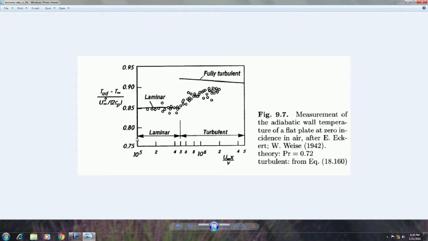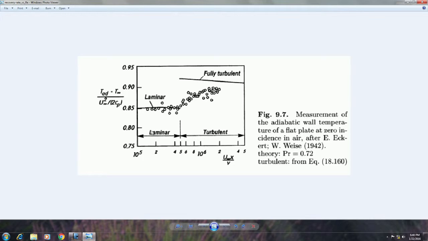because this is between 0.1 million to 5 million. So in this region of the plot, these are the data which have been plotted. Here you can see that in the laminar region, the recovery factor is 0.85, and this corresponds to a Prandtl number of 0.72, and this experimental result actually agrees well with theory.